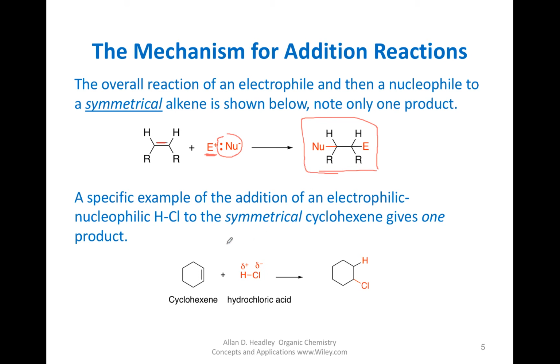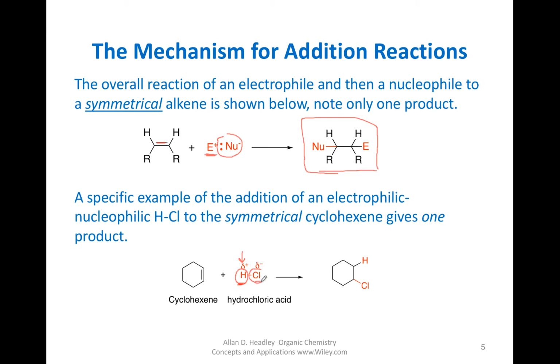Let's see if we can apply this. This again is a symmetrical alkene. So here is our reactant HCl. H is partial positive and the Cl is negative. So this H plus is our electrophile or E plus.